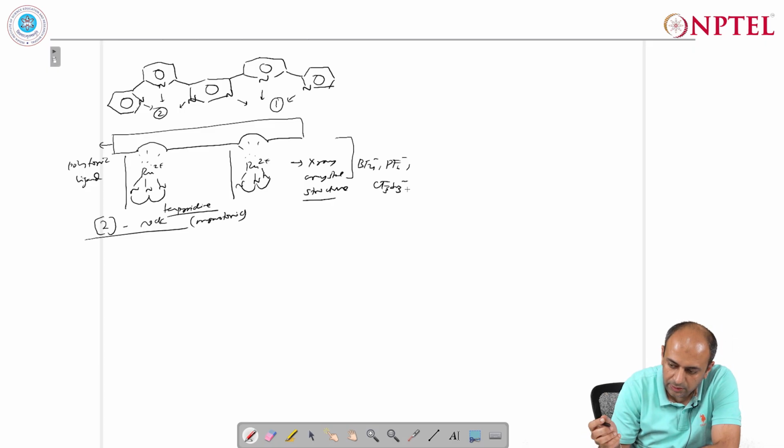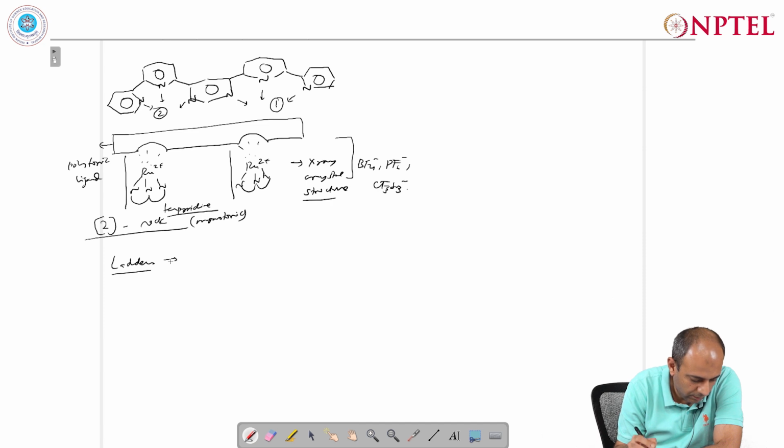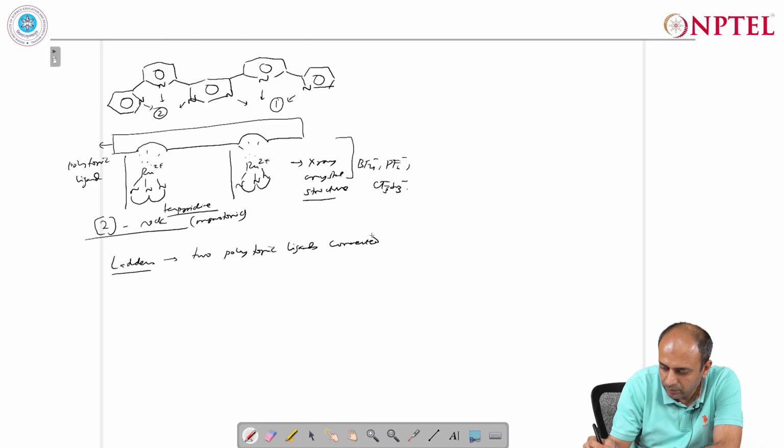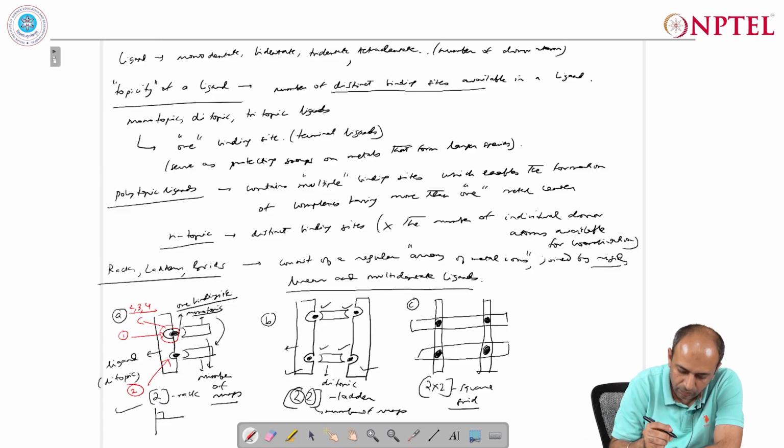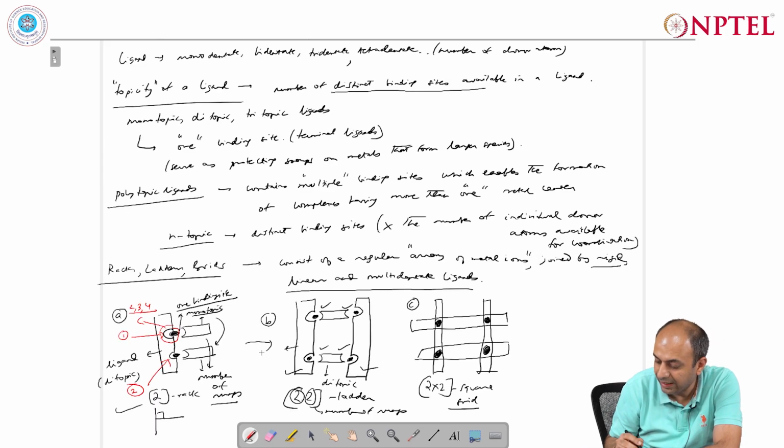Now we can extend this concept to ladders. In the case of ladders, we have 2 polytopic ligands connected by a certain number of ditopic ligands. So you see here this was the ladder-like arrangement.